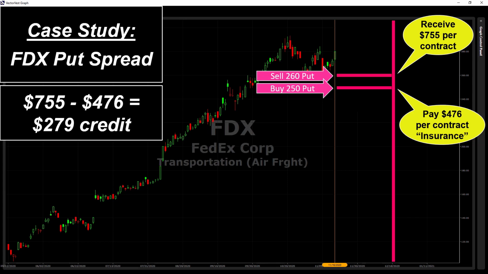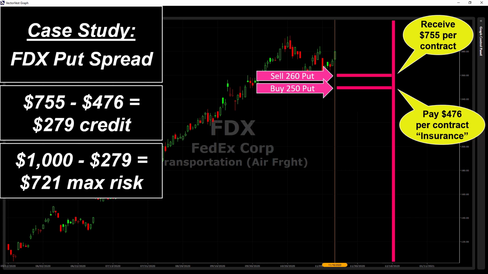My maximum risk on the trade was just the distance between the two strikes minus the $279 credit that I received. In other words, the max risk was only $721. Since there's a $10 spread and each contract controls 100 shares, 10 times 100 equals 1,000. But since I already received $279, the most I could lose is $721.